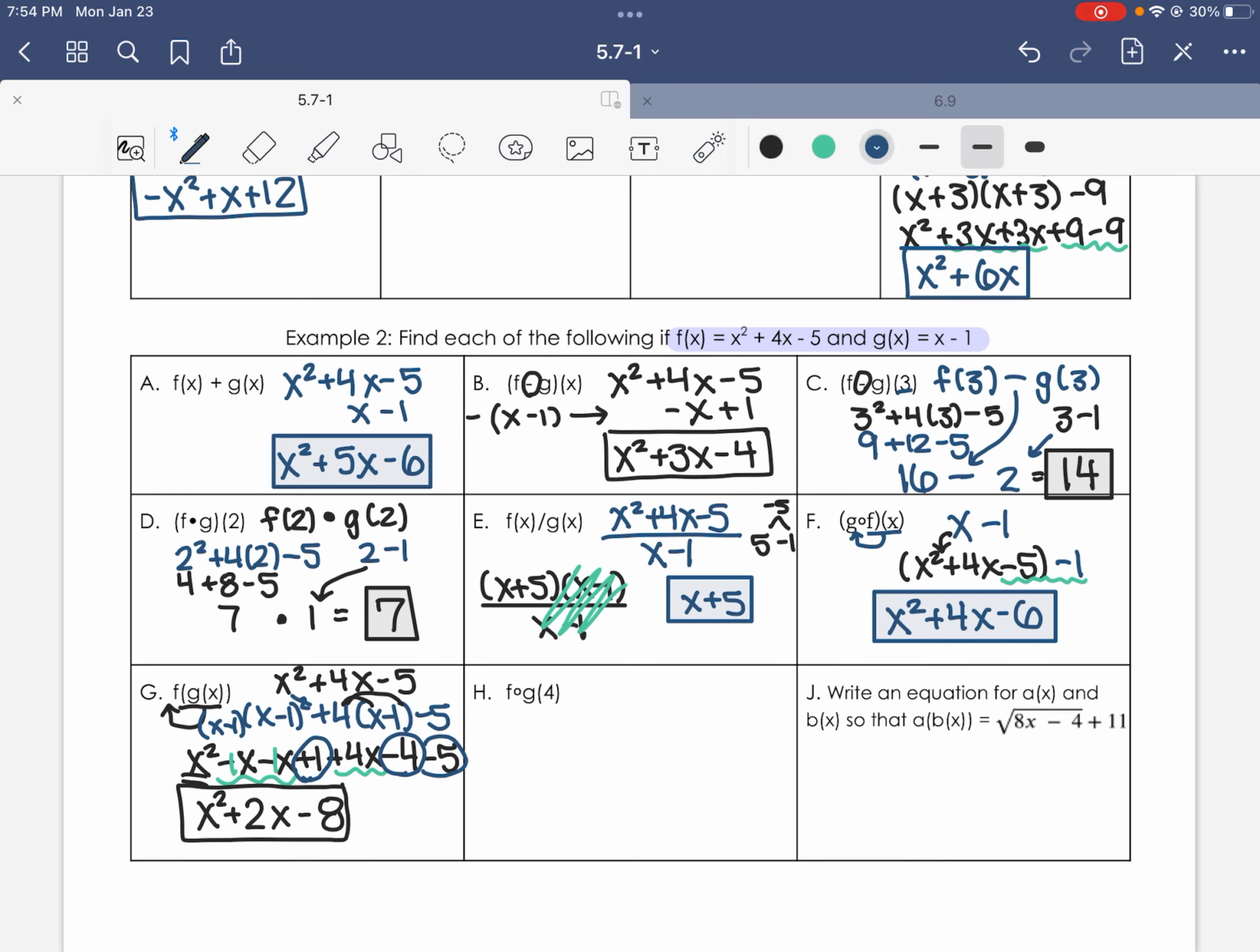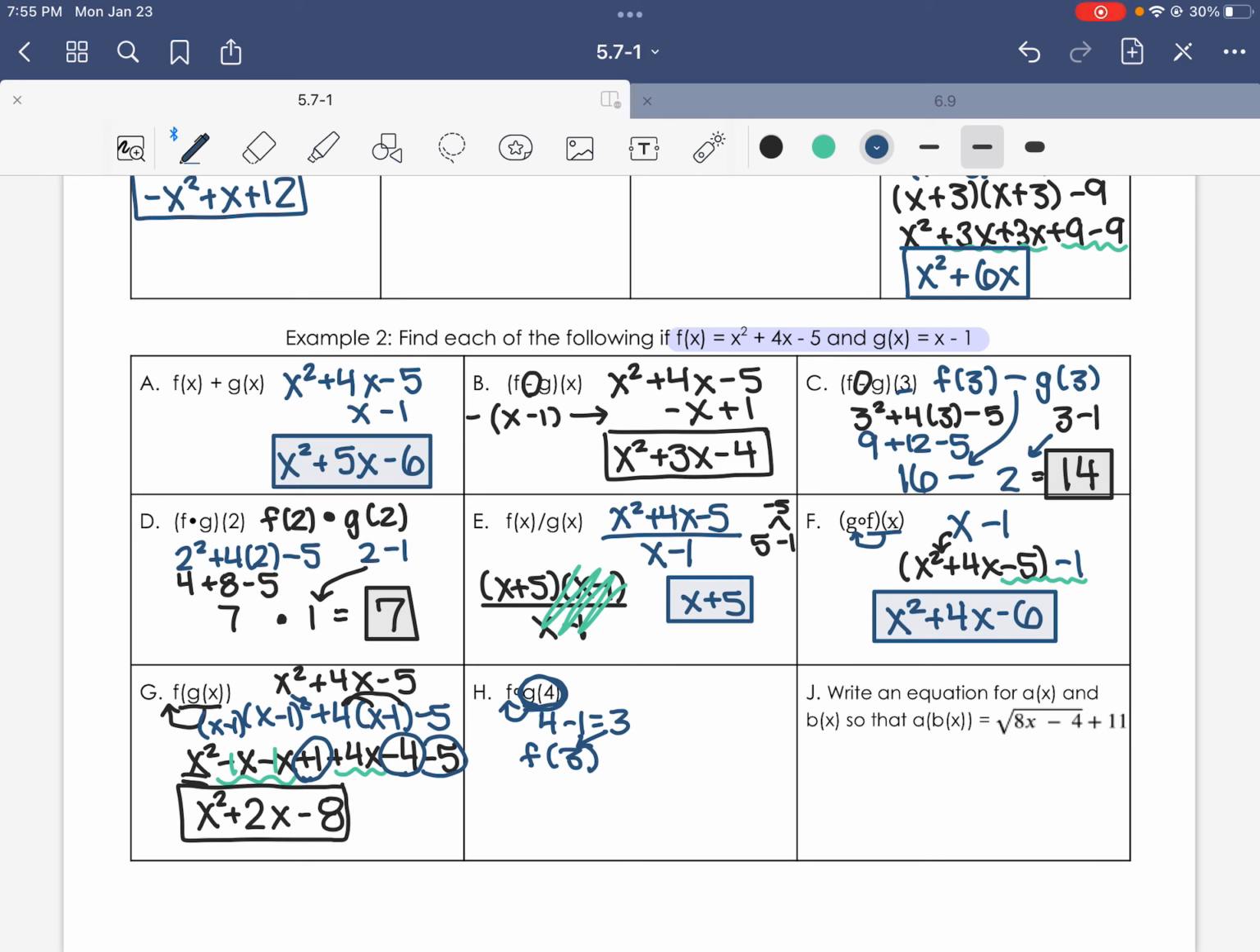H is kind of nice because it is still doing a composition. That's what that open circle means. But this time I'm going to go ahead and find g of 4. g is x minus 1, so g of 4 would just be 4 minus 1, which is 3. Then I go ahead and find f of 3. So whatever answer you get to the inside one, you plug that answer into the outside one.